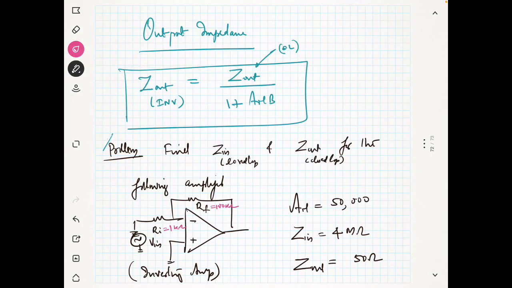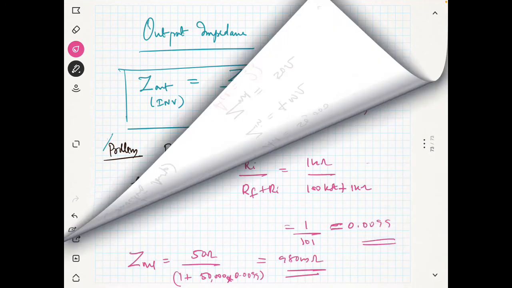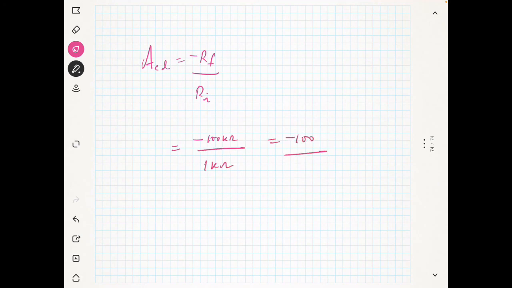Next, you can also find the closed loop gain. What is this closed loop gain? The two impedances we have already found out. Now the closed loop gain is equal to minus RF by Ri, which is equal to minus 100 kilo ohm divided by 1 kilo ohm, which is equal to minus 100. That's it. You see there is a minus sign. That means that the polarity of the output will be changed.